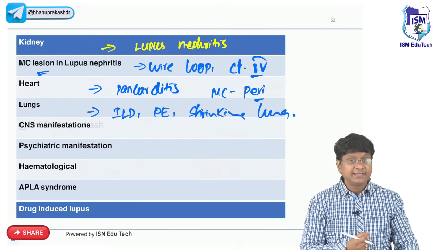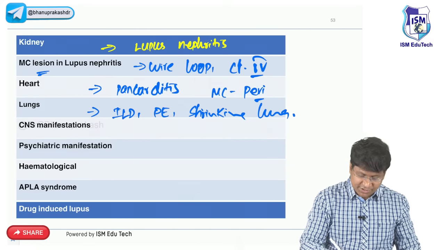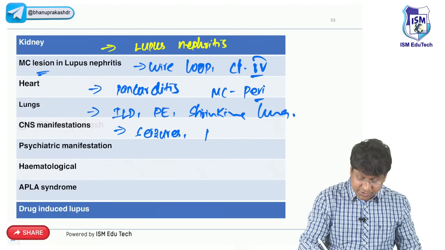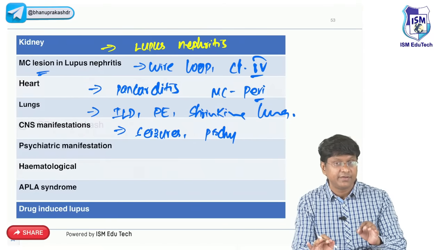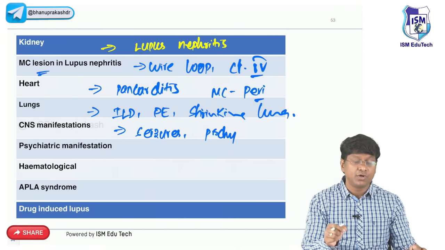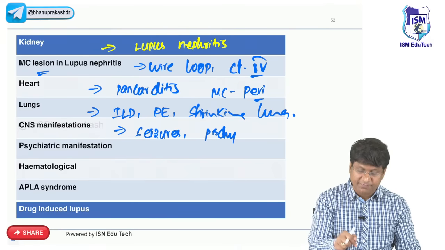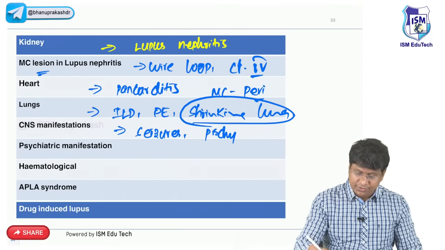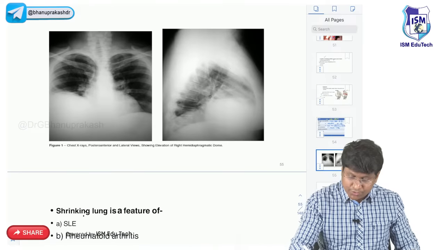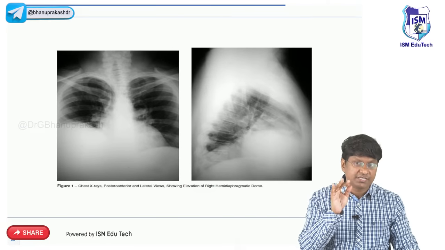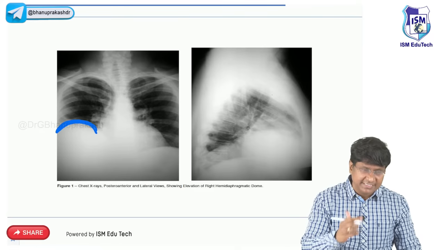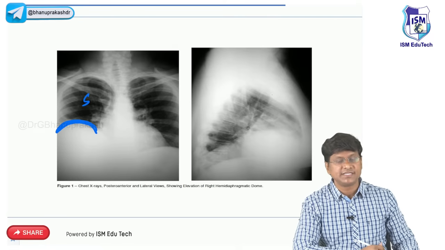Then what will be the CNS manifestations? The CNS manifestations will be in the form of seizures as well as psychosis. See, seizures as well as psychosis is one of the very important areas where we need to stress upon. Why? Because you have antibodies which are responsible for CNS manifestations. What are those? I will discuss. Now, what is shrinking lung syndrome? Shrinking lung syndrome is due to diaphragmatic myopathy. The antibodies are formed against the diaphragm, and thereby there is an increase in the dome of the diaphragm, compressing the lung parenchyma, and this we call the shrinking lung.